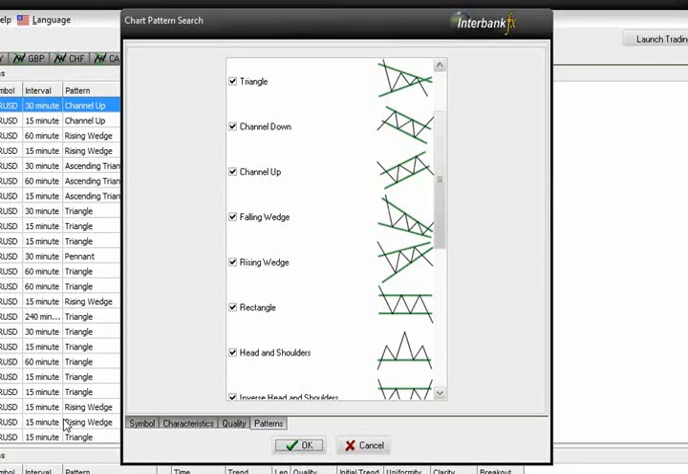Let the system not make the decision for you. Let the program not make the decision for you, but assist you with some of the homework, assist you with some of the analysis. That's what this is. A very powerful chart pattern indicator, if you will.